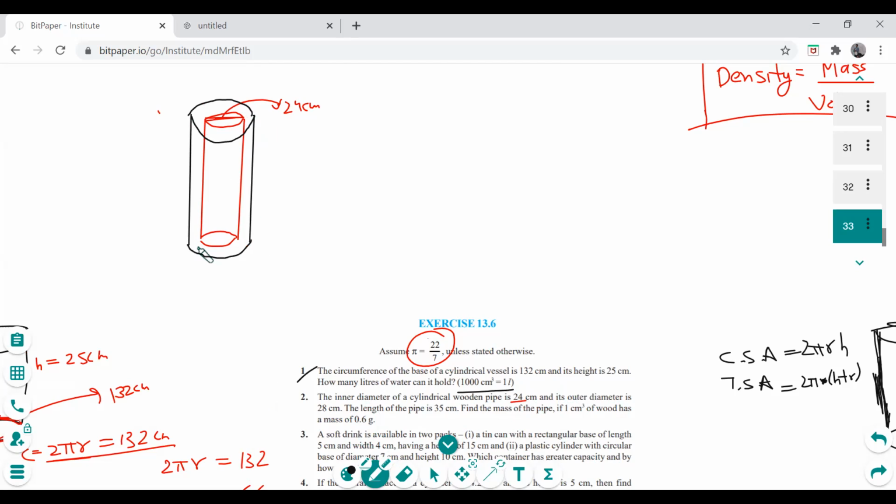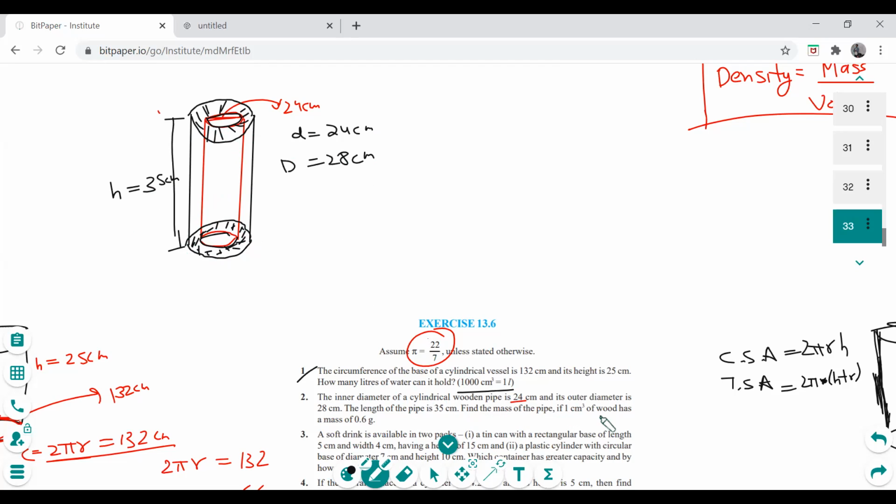It's something like this, my best attempt at drawing it. That's kind of a hollow pipe. That means inside it's empty and we have a thickness right here of the pipe. Are you people getting my figure? Yes, it's hollow. So that's my inner diameter. I will write small d for the inner diameter and capital D for the outer diameter. The length of the pipe means nothing but the height. The length of the pipe is 35 centimeter.